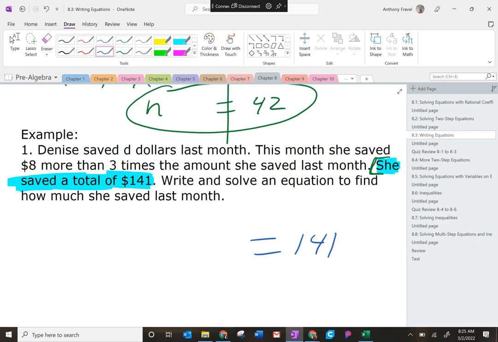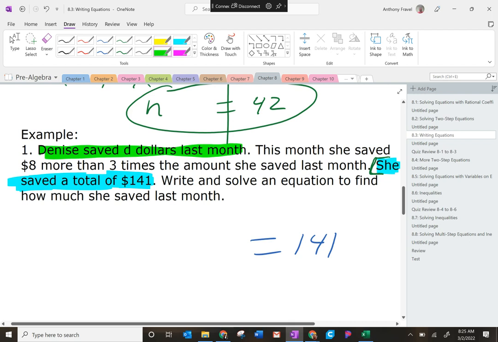All right, now I'm going to look at this first part. It's written in 2 sentences, which lets me know that I can kind of group it as 2 separate things. So the very first sentence says, she saved $D. How could I write that? The letter D. I'm going to write it with that same color. I've got D. Perfect.